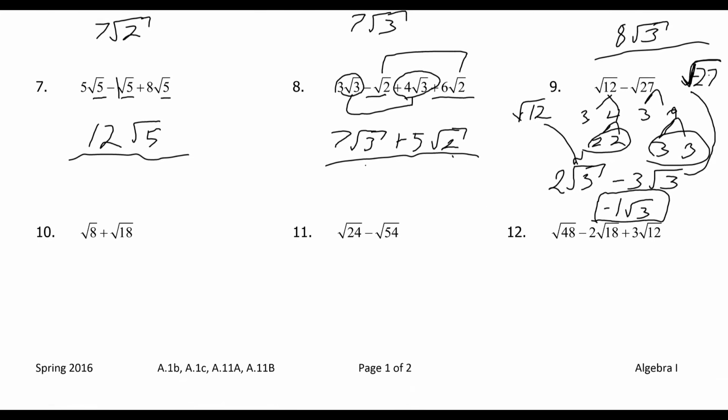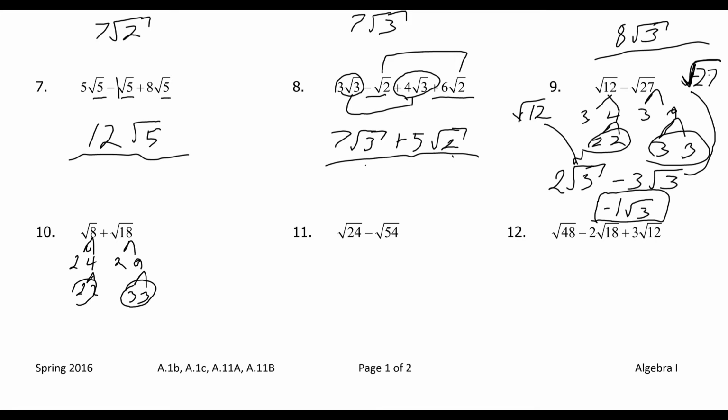Okay? We've got the square root of 8 plus the square root of 18. Okay? Same exact process as number 9. Okay? We're going to break apart this 8 here. And that's going to be 2 and 4. 4 breaks apart into 2 and 2. Okay? 18 breaks apart into 2 and 9, which breaks apart into 3 and 3.